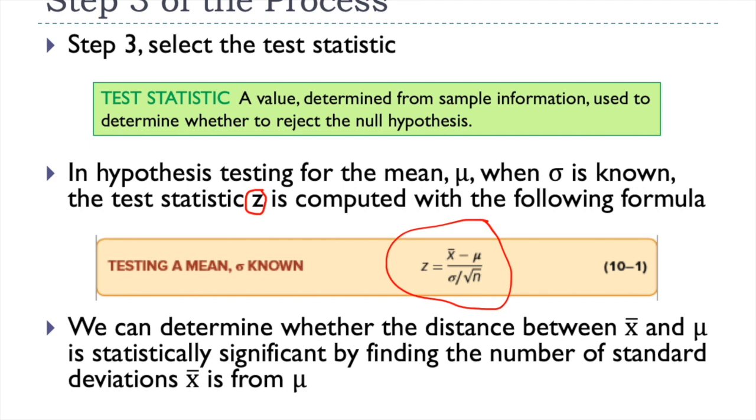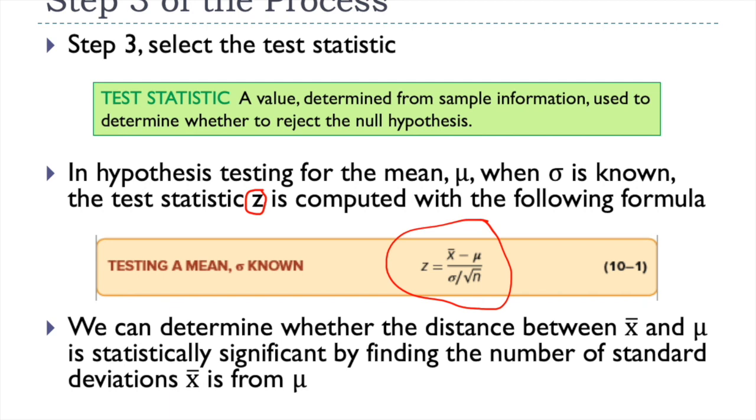Step 3, we have to select the test statistic. This is going back to previous chapters. If we know the standard deviation of our population, then we'll use the Z statistic. That's what we'll compute, and we're going to use that same formula right here, guys, that we've been using in previous chapters. We take our sample mean, we subtract the population mean, and then we divide by the standard error that we had in chapter 9, which is equal to the standard deviation divided by the square root of our sample size. And so we'll calculate a Z value here.